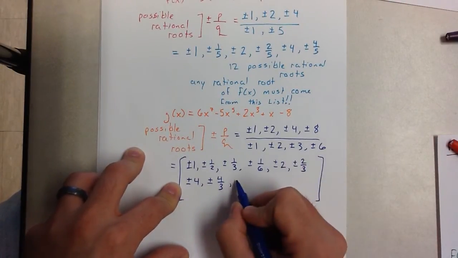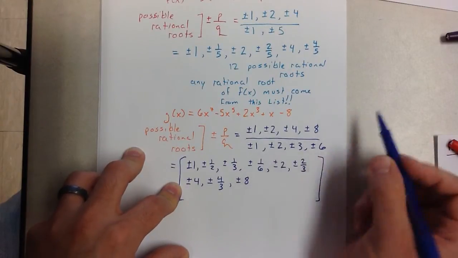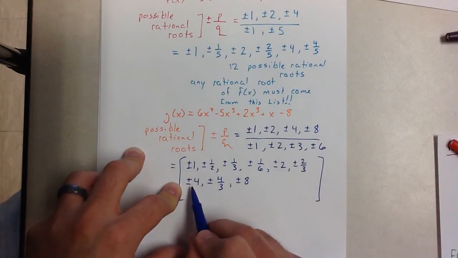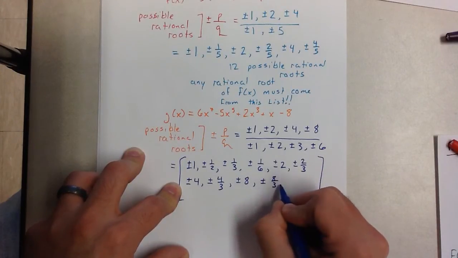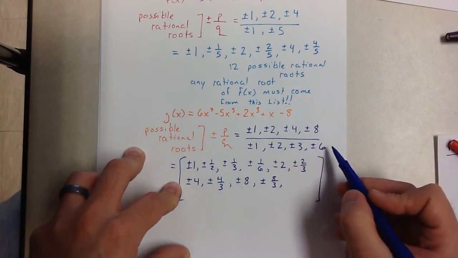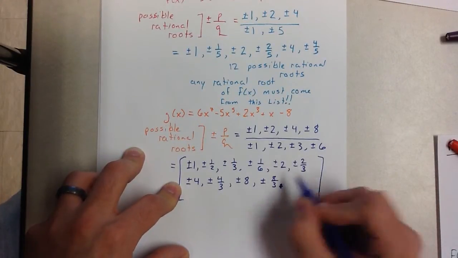Move on to the next. 8 divided by 1. 8 divided by 2, which is 4, we already have it. 8 divided by 3. And 8 divided by 6, which is 4/3, we already have it. So this is the end of our list.